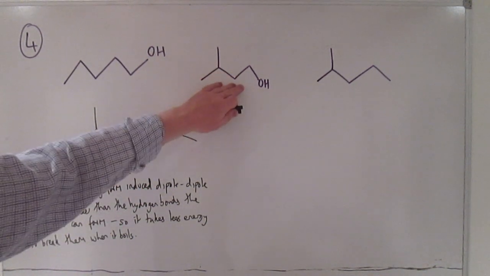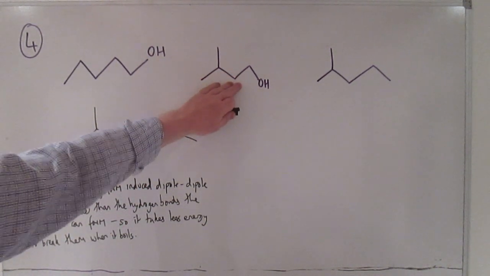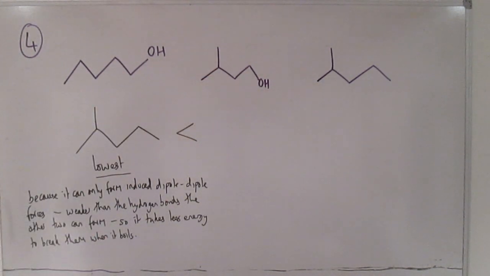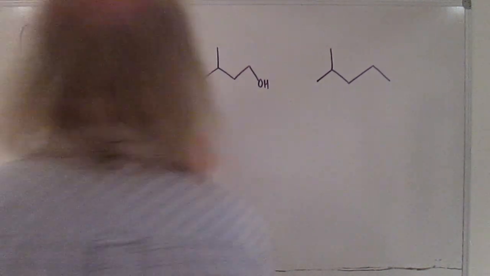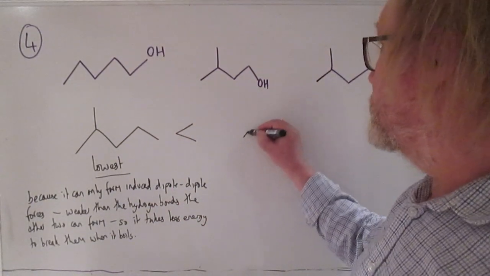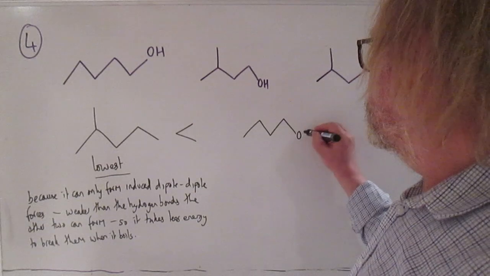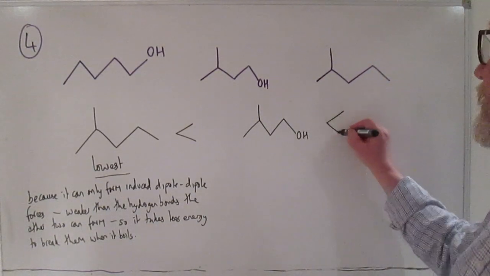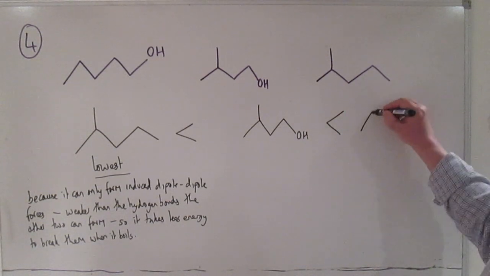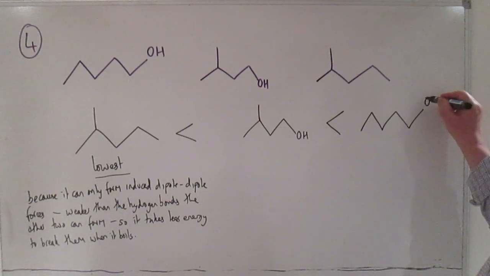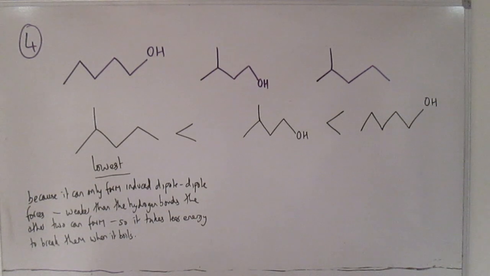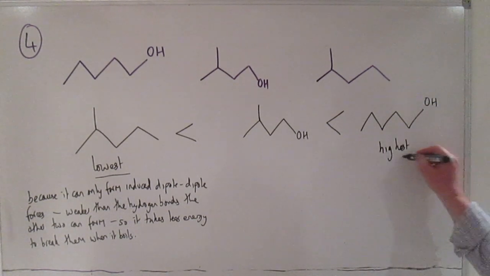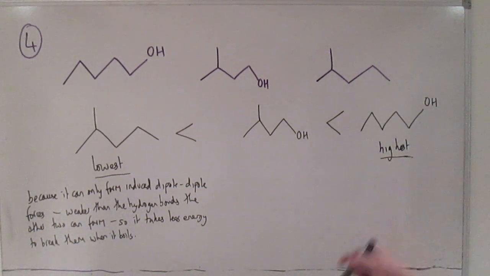Although this is going to be a much higher boiling point than that, it's going to be lower than this one because of that difference. So we can complete our order and say, right, this is going to be the one in the middle. And then the straight chain one is going to be the highest. And again, we've got to give our explanation for that, comparing these two.